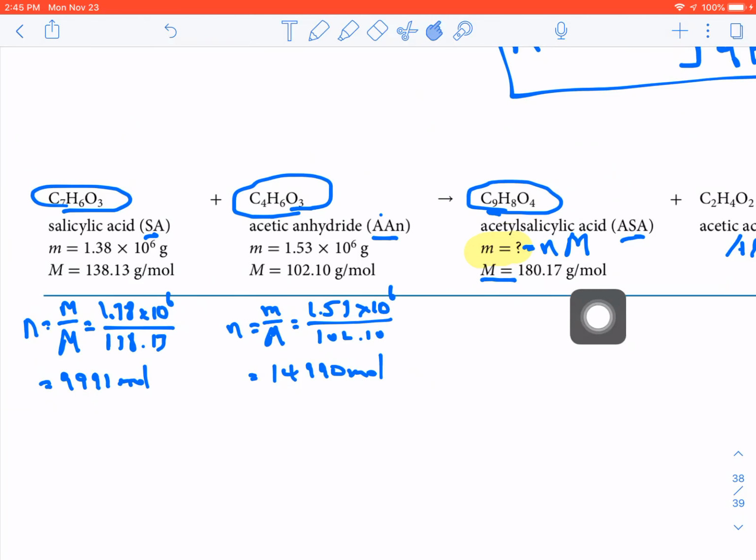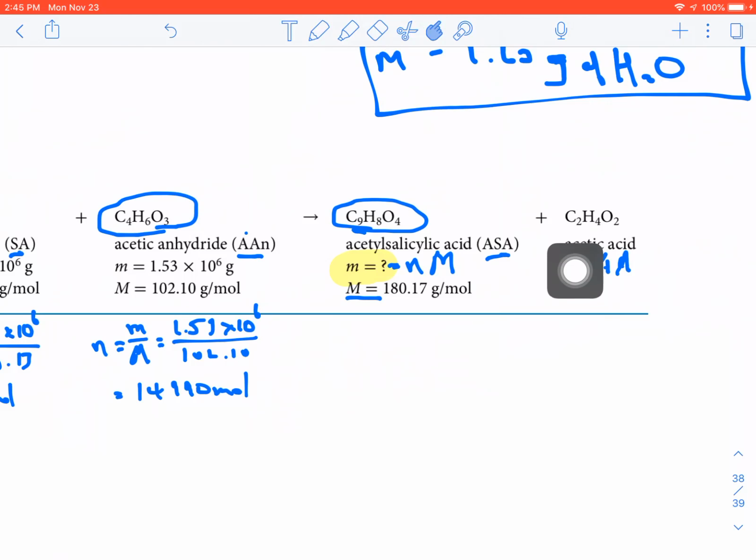So that's what I'm trying to make, and the question is, if I give you so many grams of one reactant and so many grams of the other reactant, how much product can I make? Now notice that I also get another product, which is the acetic acid here, and it's C2H4O2.